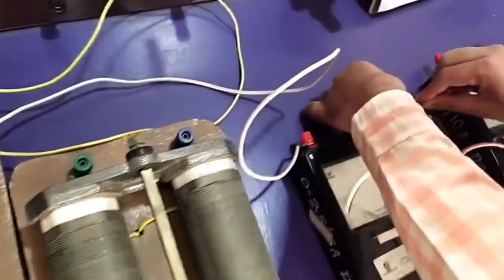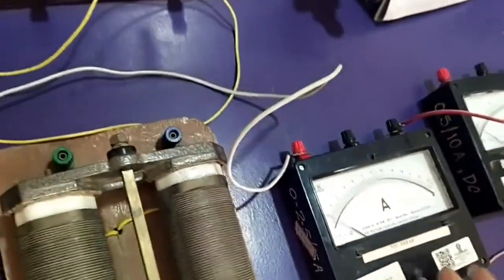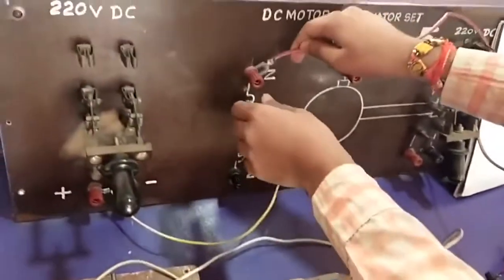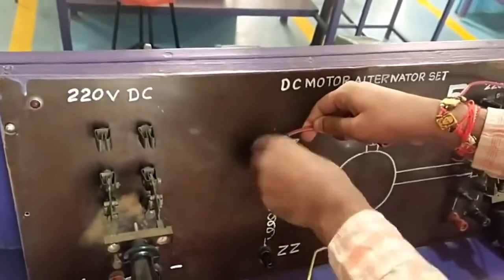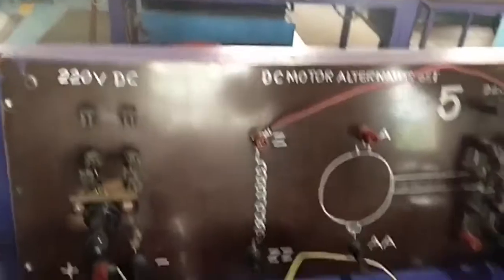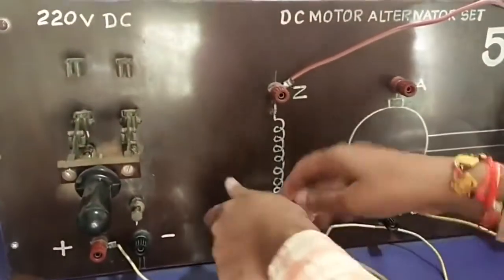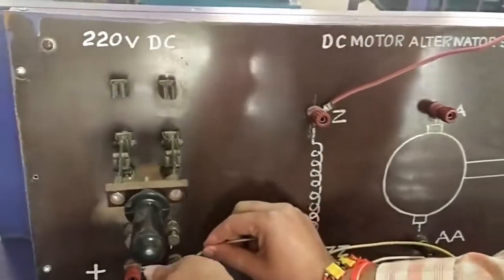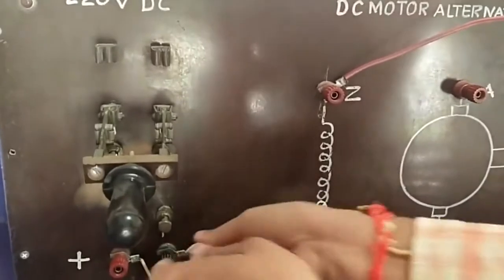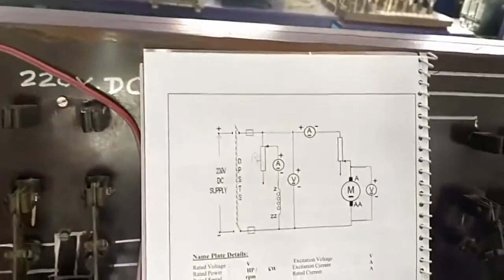And the ammeter ending, the 2.5 ampere one, this terminal we are giving to the field winding Z terminal. The end terminal of the field winding, ZZ, is given to the supply negative terminal. So with this the field circuit is over, and next we will give the armature part.